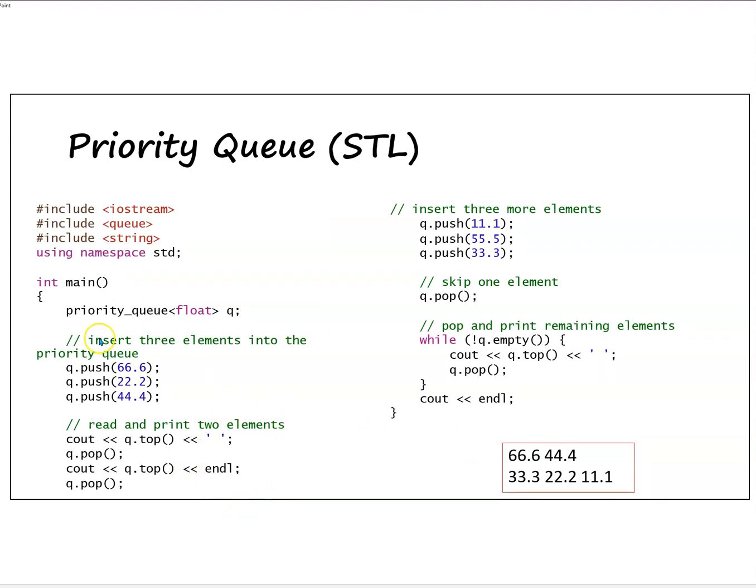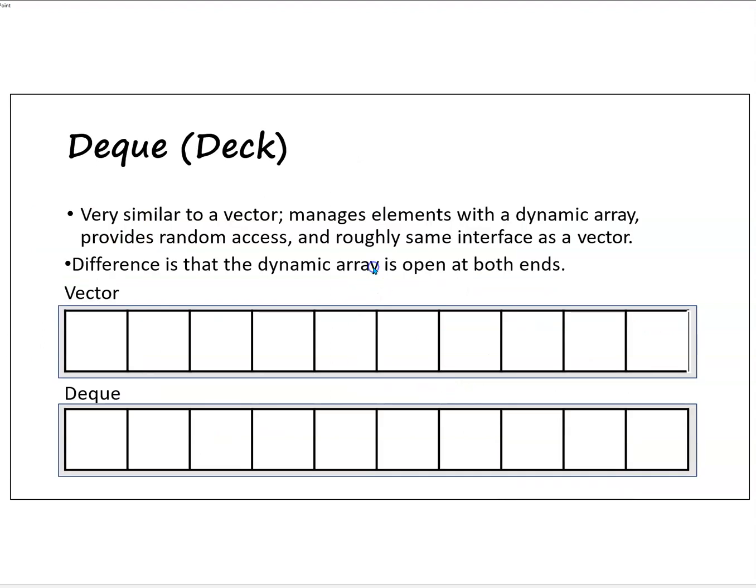So here we have a priority queue which we establish. We push 666, 222, and 444. We're going to read the top, and it is 666. We're going to pop it, and now we're going to read the top again, and it's 444 because it has higher priority by a value, and pop it again, and then we're going to insert 3 more elements and pop them appropriately. Now, implementation of priority queue is much more complicated, and we won't cover how in this class.